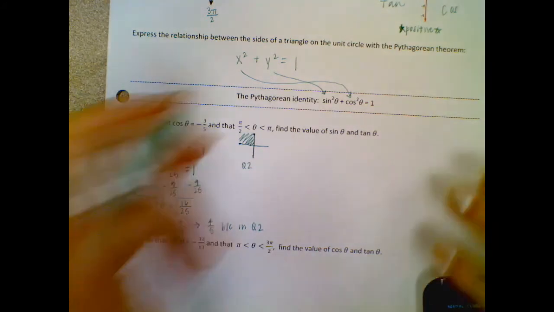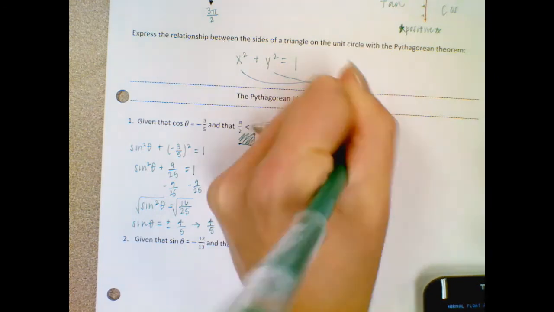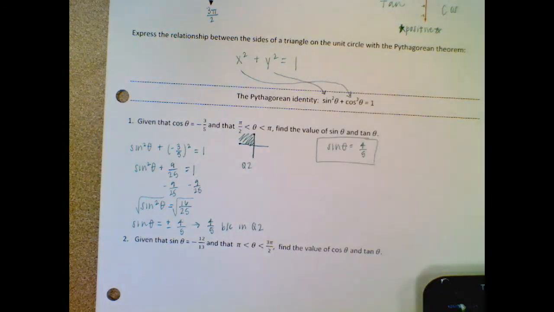Does that kind of make sense? So I'm going to write sine of theta equals 4/5. So that's where the quadrant part plays a role.